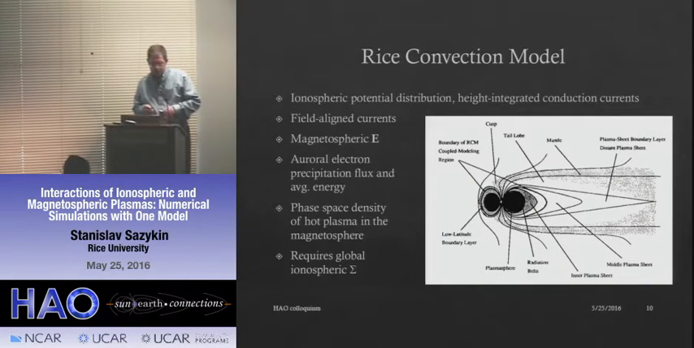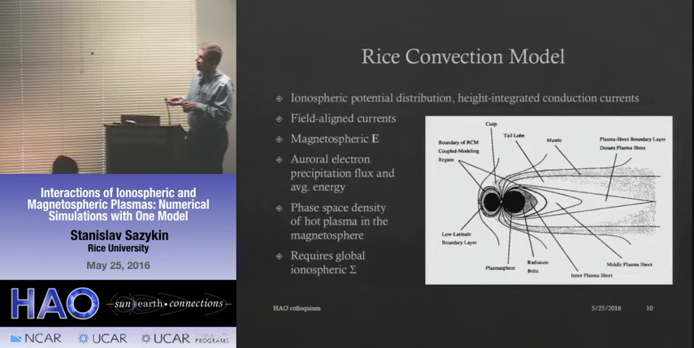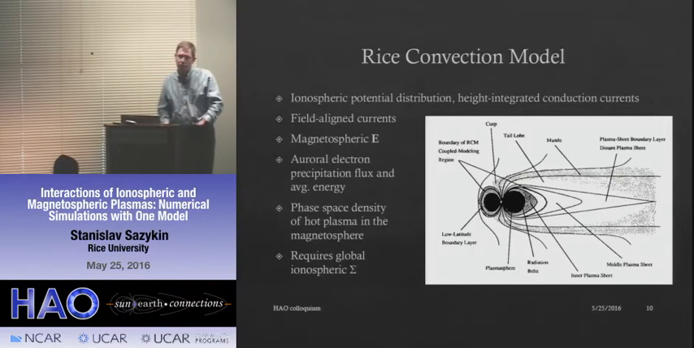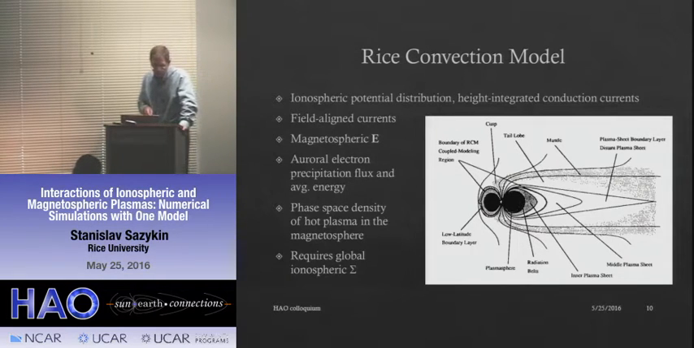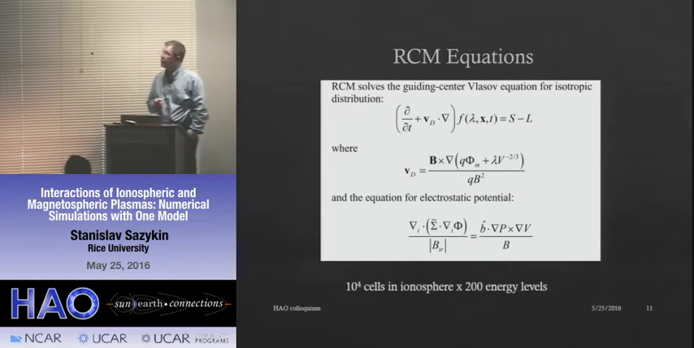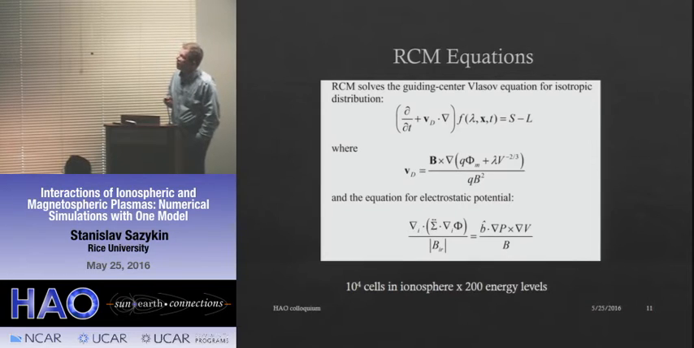The Rice Convection Model is a magnetospheric model. If you imagine this, okay, so this is a noon-midnight cross-section of the magnetosphere. If you take this black region and rotate it around, that's the modeling region, a donut-shaped region that has ionosphere at the bottom and then this donut on the outside. And what we can do in it is, let me advance one step here and show the equations. So we solve an equation that is essentially a form of a guiding center Vlasov equation. So it's collisionless plasma there in the magnetosphere.